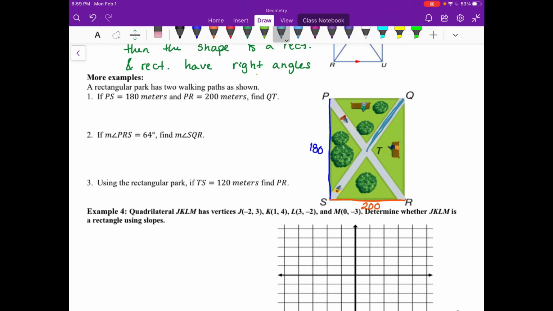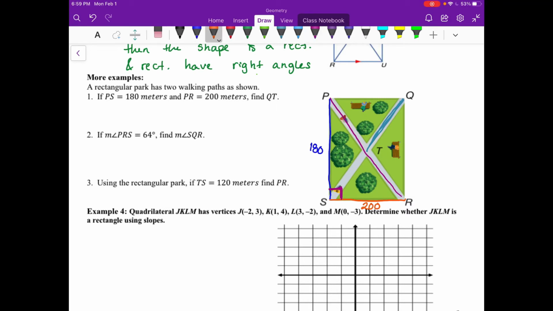Okay, so the way we're going to do that is we are going to find the length of the diagonal, the missing diagonal, the whole thing. I'm going to find the length of that. We're going to do that using the Pythagorean Theorem because this is a right angle. We know that because it's a rectangle. So let's use the Pythagorean Theorem.